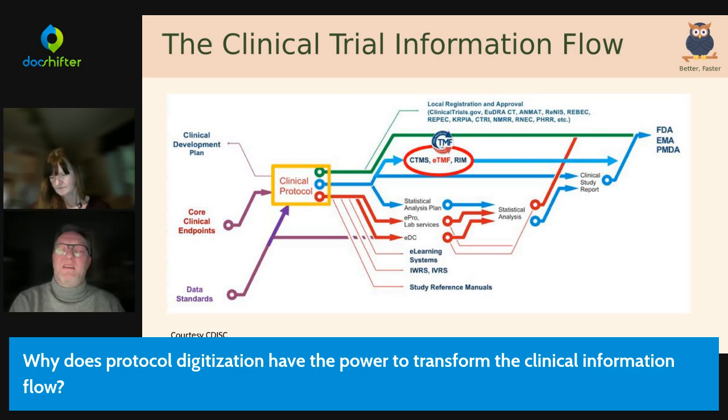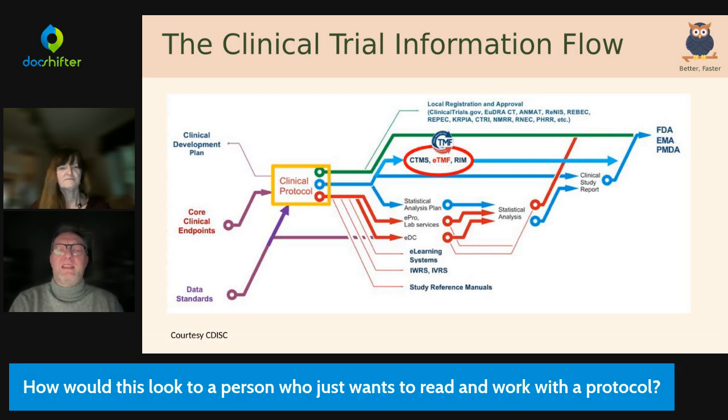It sounds like a lot of IT and a lot of technical work. How would this look to a person who just wants to read and go ahead and work with a protocol?